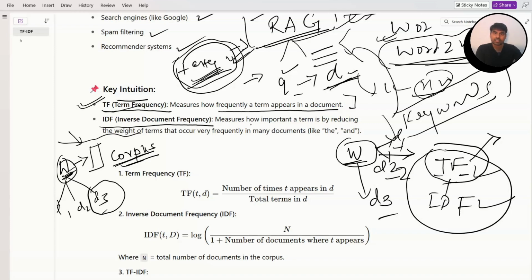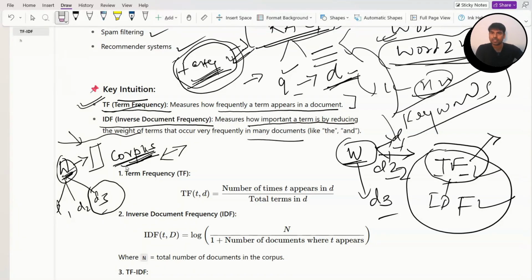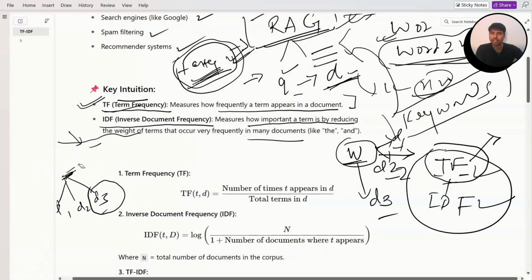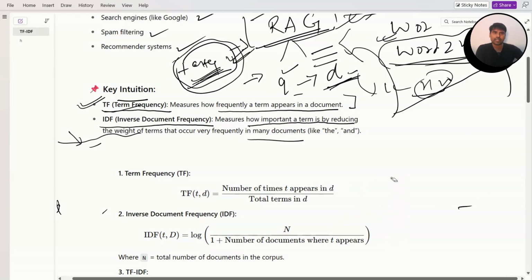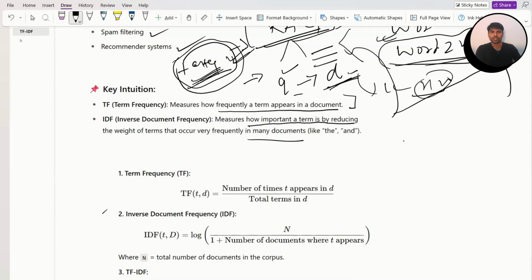So it measures how important a term is by reducing the weight of terms that occur frequently in many documents. I will talk about it. The idea is to find the frequency of a word and how important that word is in a given corpus. That is the whole concept. There's a whole math behind how to calculate TF-IDF, and I will cover the math. But this is the whole intuition, my friend: what is TF, what is IDF. I hope you got the whole intuition. So again, let me repeat. There are two terms, TF.